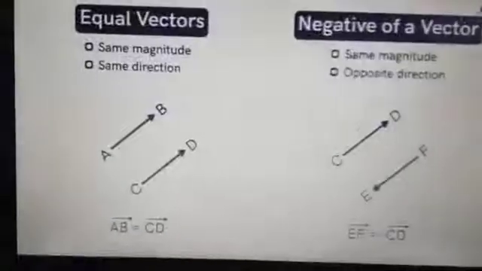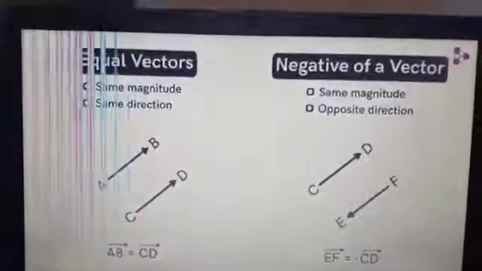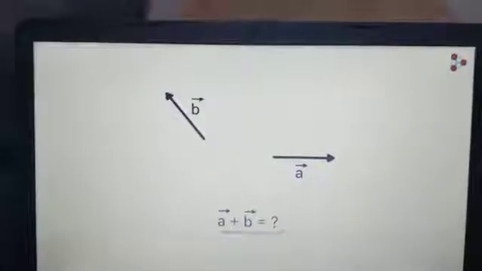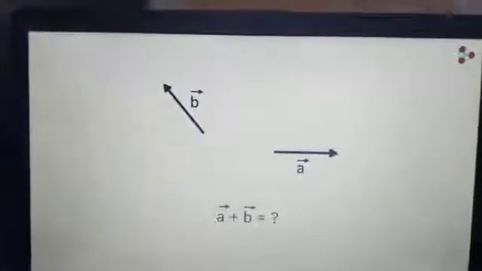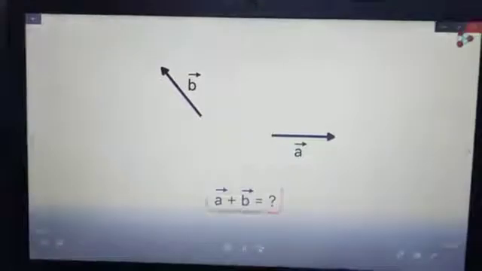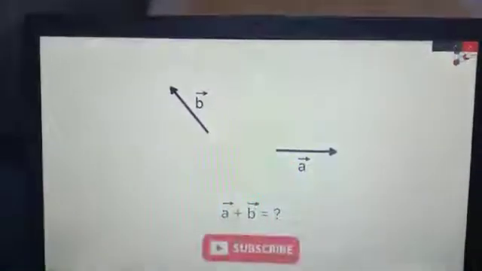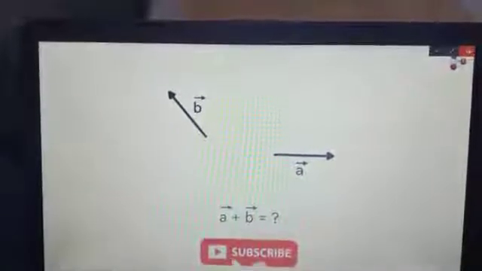Now when you sum up these things, equal vectors have the same magnitude and direction, and then we can add vectors. Now you see there is a representation of a vector, and we can add a vector. Let's see an example here.